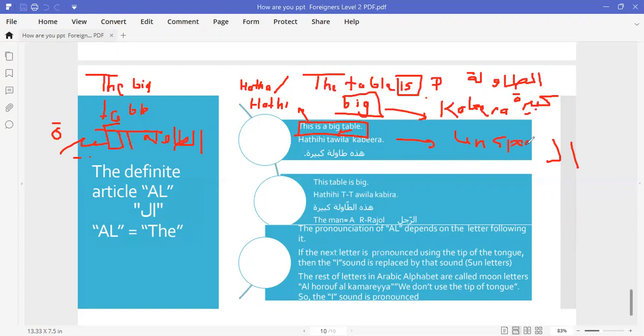I'm not going to insert al here. I'm being unspecific. This is a table, طاولة. So طاولة is ta marbuta, so we use هذه. What do you mean by big? Big is كبير and it's feminine, it's هذه طاولة كبيرة.